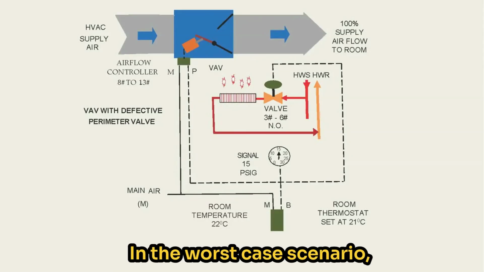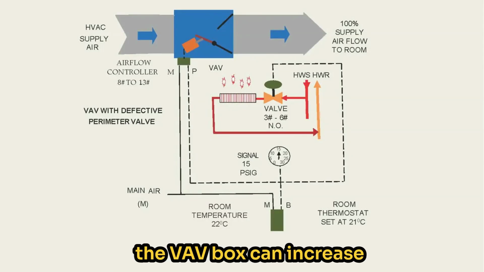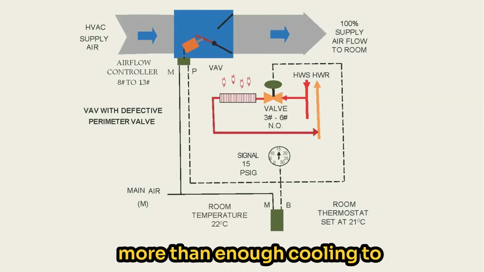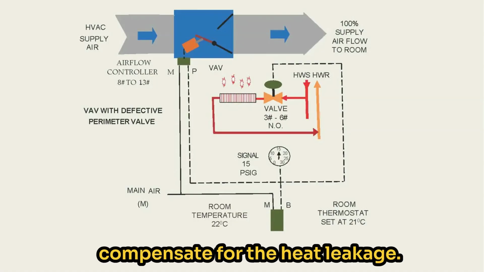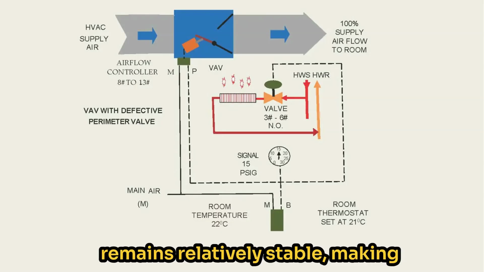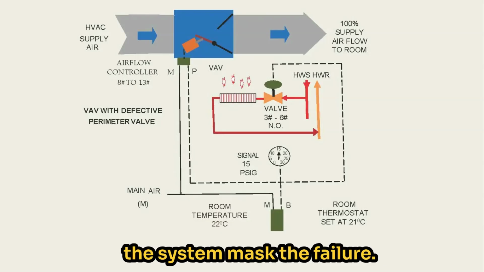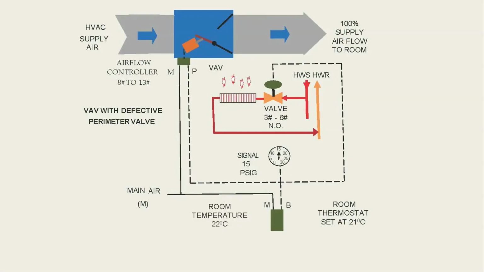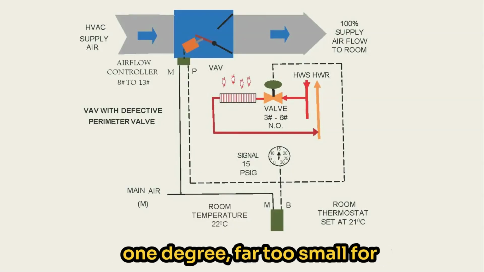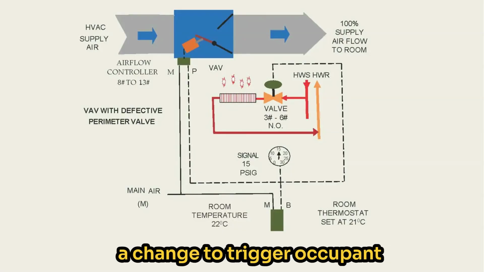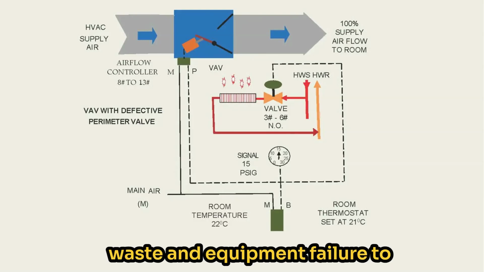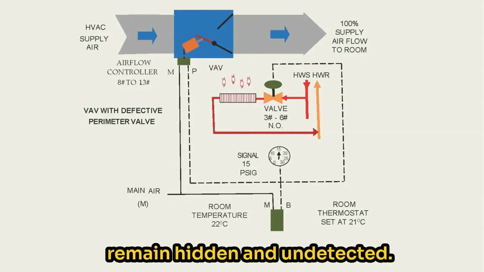In the worst case scenario, the VAV box can increase the airflow up to 100% of its capacity, which will be more than enough cooling to compensate for the heat leakage. As a result, the room temperature remains relatively stable, making the system mask the failure. In this specific case, space temperature increased only by 1 degree, far too small a change to trigger occupant complaints, allowing the energy waste and equipment failure to remain hidden and undetected.